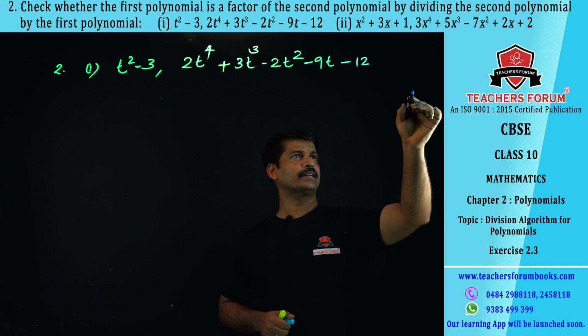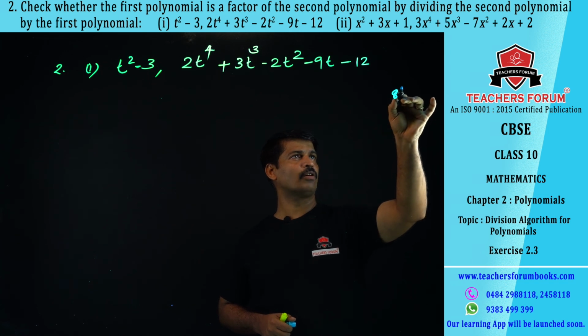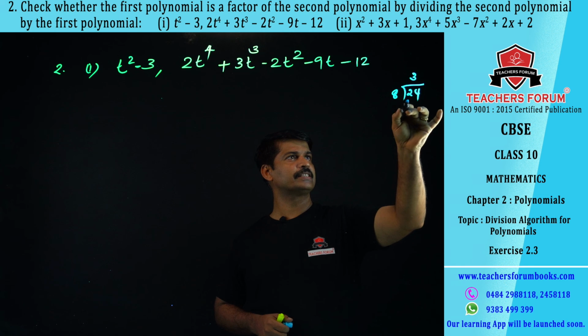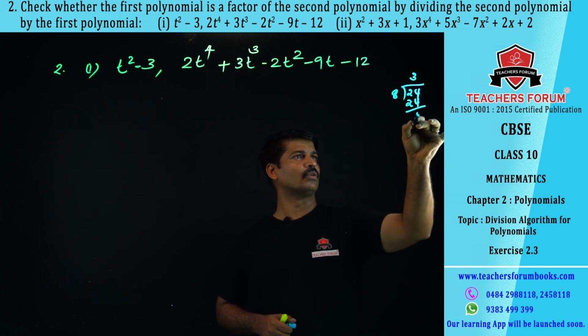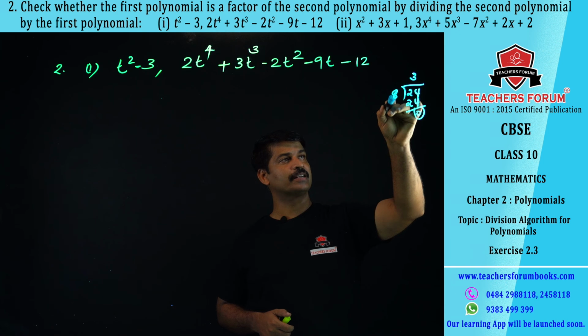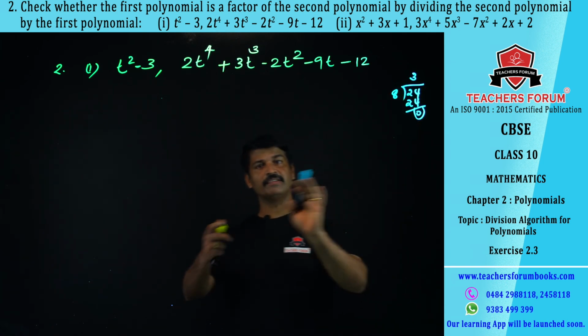See, whether 8 is a factor of 24? Yes, because 3 eights are 24, the remainder becomes 0. If the remainder becomes 0, the divisor will be a factor of the dividend. The same we have to apply here.